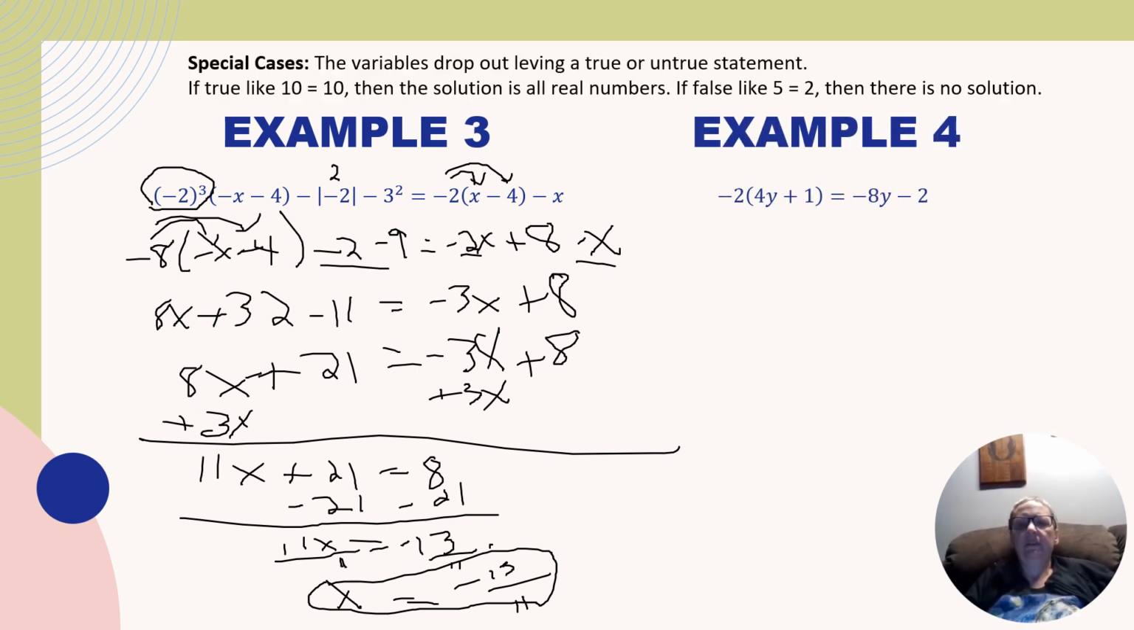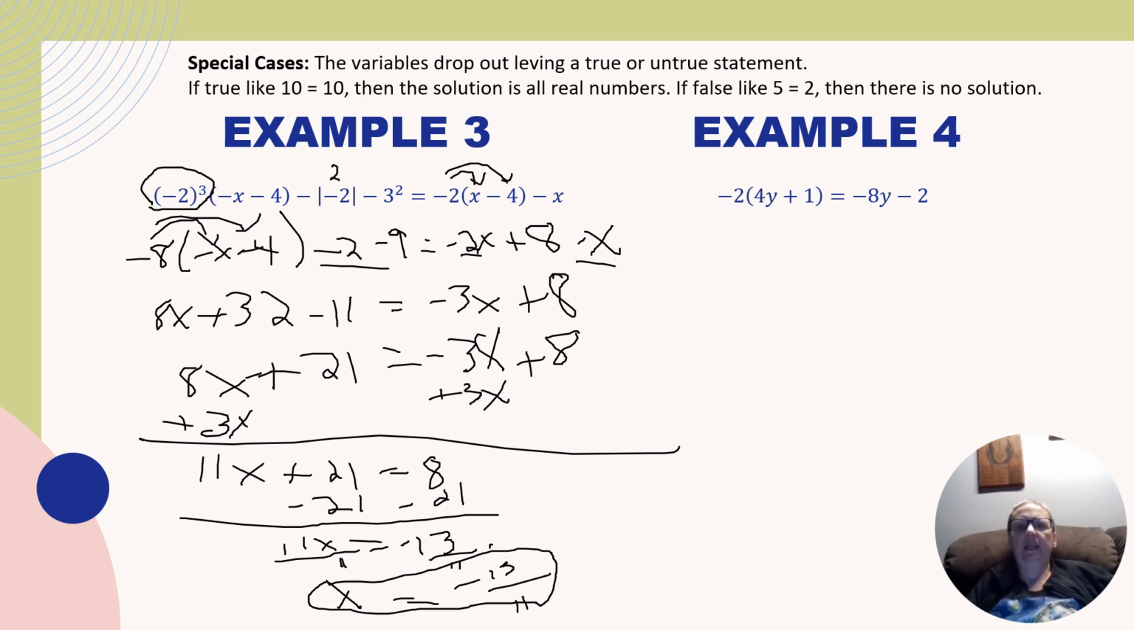All right, as we move into example 4, we are moving into special cases. And in a special case, what happens is the variables drop out, leaving a statement that is either true or false. So, for example, if you end up with a true statement like 10 equals 10, then the solution to the original equation is all real numbers, because any number you put in there will work. If you end up with a false statement like 5 equals 2, then there's no solution to the original equation because nothing will work. So let's look at example 4 and see what happens here.